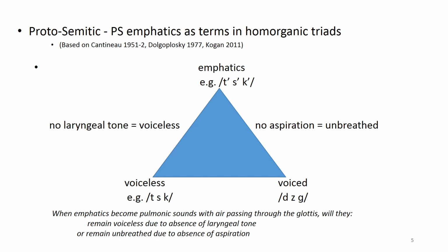Under the tone generating view, emphatic ejectives have in common with the voiceless members that they lack laryngeal tone, but they have in common with the voiced members that they lack aspiration. The interesting question here is what happens when emphatics become pulmonic sounds, as they have in modern Semitic languages, with air passing through the glottis. Will they remain voiceless due to absence of laryngeal tone, or remain unbreathed due to absence of aspiration?